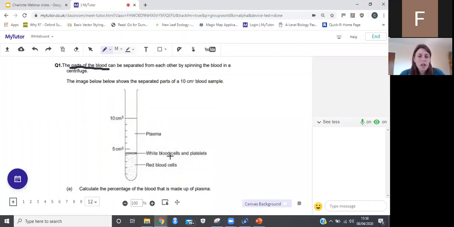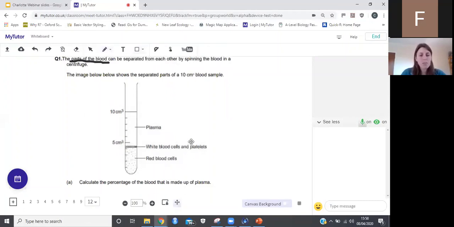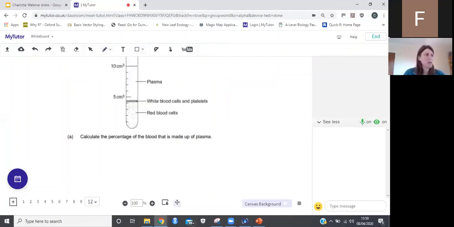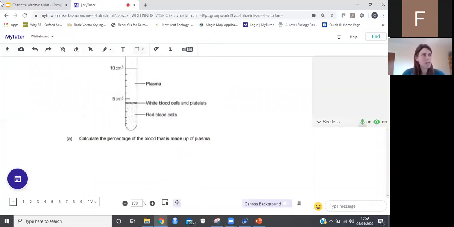So, when you use a centrifuge, it splits those different components up by weight. So we've got the plasma on the top, white blood cells and platelets in the middle, and then lots of red blood cells at the bottom. A, calculate the percentage of the blood that's made up of plasma. Okay, have a think about that for a few seconds and I will paste in the answer.